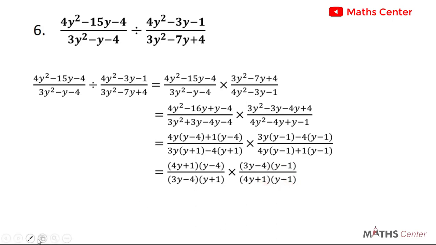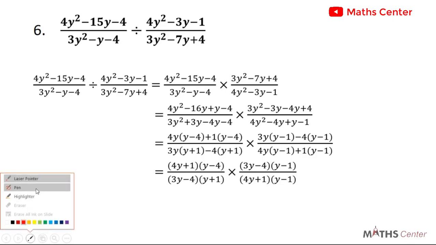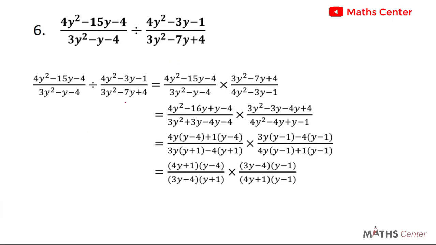Now since these are all factorized out, we look for common factors to cancel. So we can see that we have 4y plus 1 here, we have 4y plus 1 here, so we can cancel.